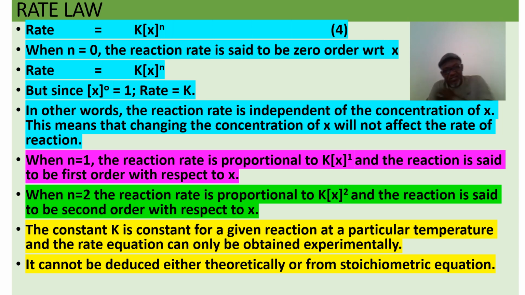We said that K is the rate constant for a given reaction at a particular temperature, and the rate equation can only be obtained experimentally. So it cannot be deduced either theoretically or from stoichiometry. You don't just look at the stoichiometry of the equation and then start saying that the rate law is this or that. Of course, later we're going to look at the methods we can use to obtain the rate law, the rate constant and order of reaction, and of course the rate law for any particular reaction.